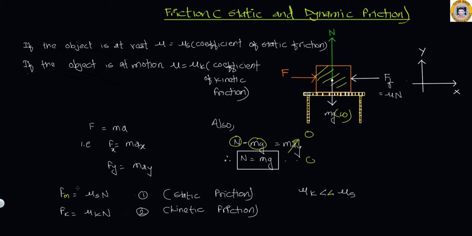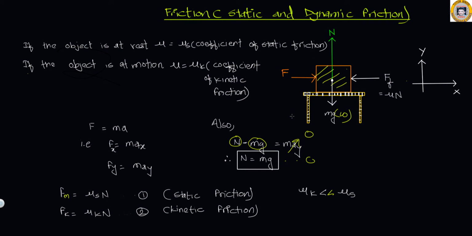Similarly, it is found that the maximum frictional force is equal to mu s times N, whereas the frictional force is mu k times N. Whenever the body is at rest, we talk about static friction, whereas when the body is in motion, we talk about kinetic friction. Also, if you keep on applying the force, the frictional force would resist it so that the block cannot be moved.